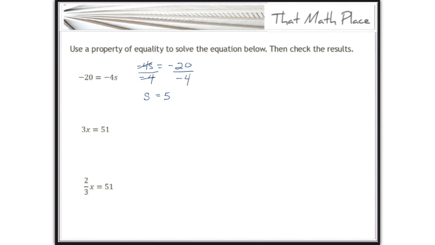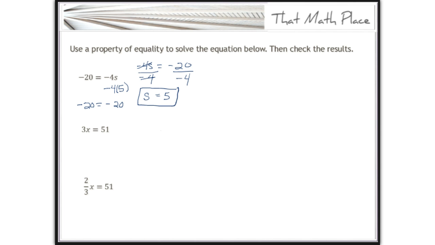Now if I go back over here and plug 5 in for s, if I multiply that by negative 4, that's going to give me my negative 20. So let's see how that works. This is how we're going to check our answer. Negative 4 times 5, that's negative 20. And my right hand side equals my left hand side, so we know we did the algebra right. So for our very first problem, our answer is s equals 5.